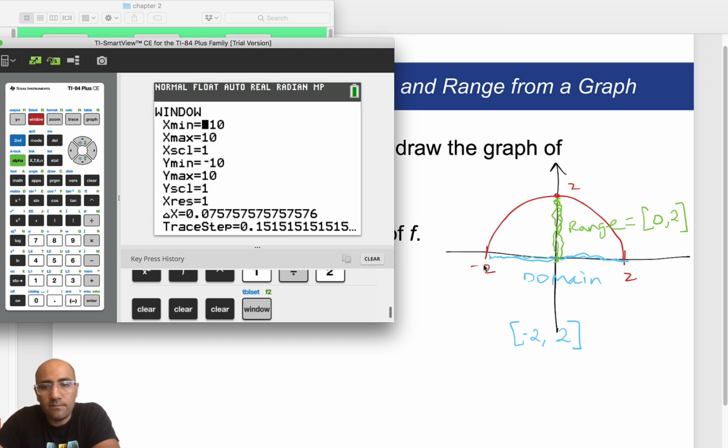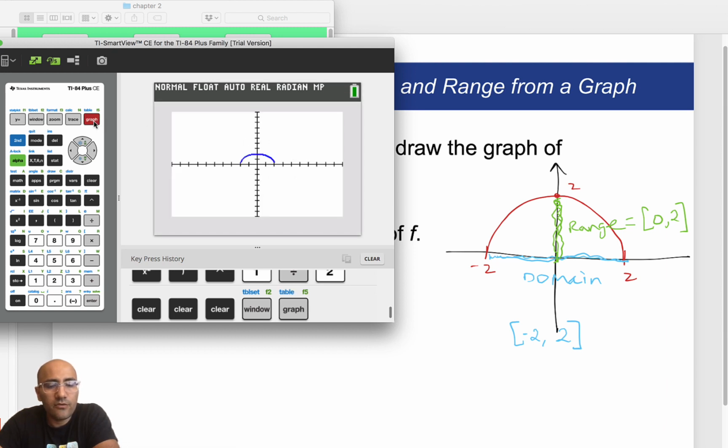So what we're choosing is the x minimum. The x minimum is going to be this value over here. How far to the left do you want your window to be looking? And x max is going to be over here, the maximum value. And then y min, y max, same thing. Minimum y value, maximum y value. We'll play around with those and change them to see what would happen. When you're done typing in the values you want there, you hit graph, and you'll see it there.